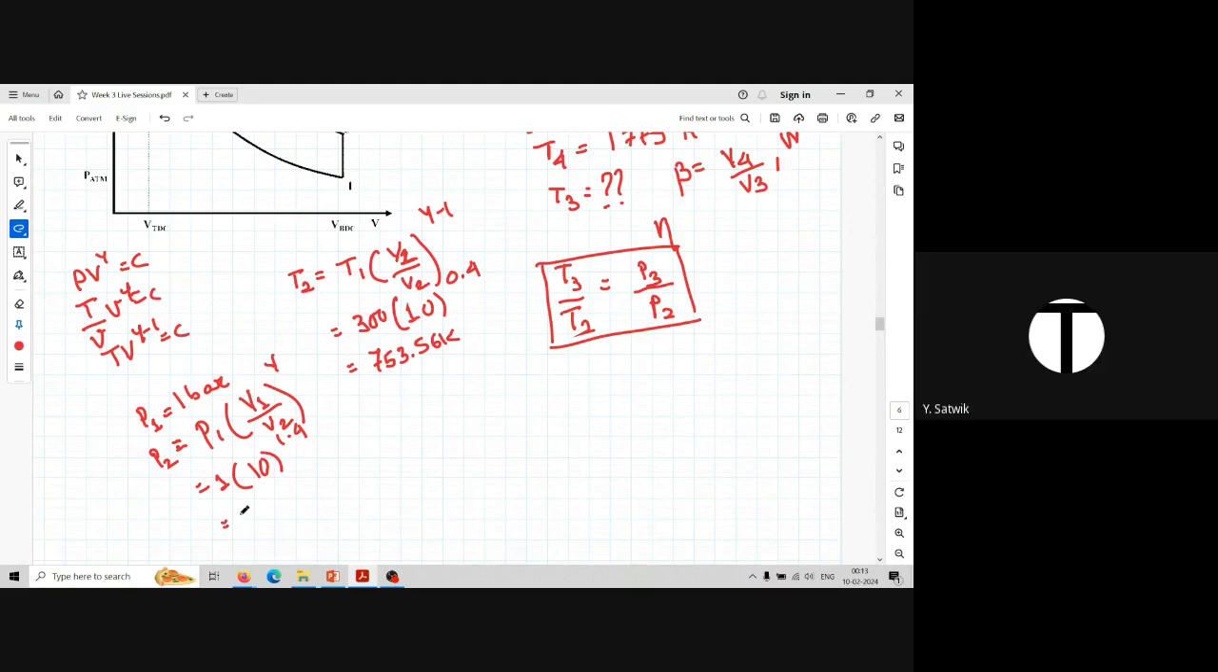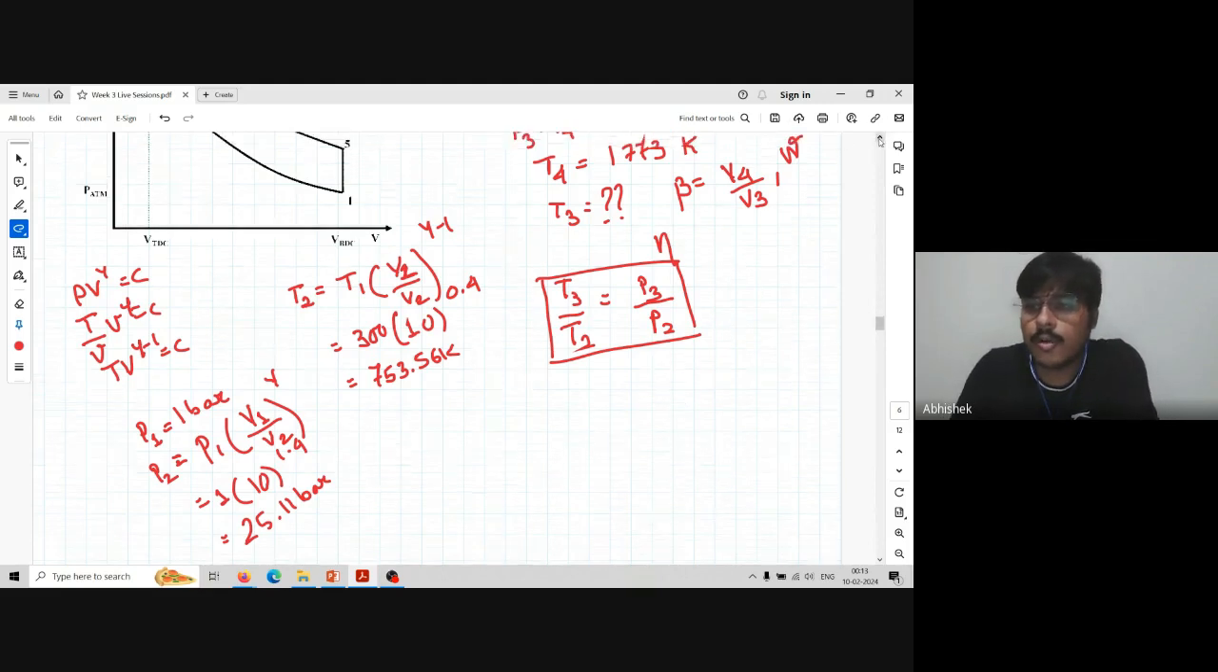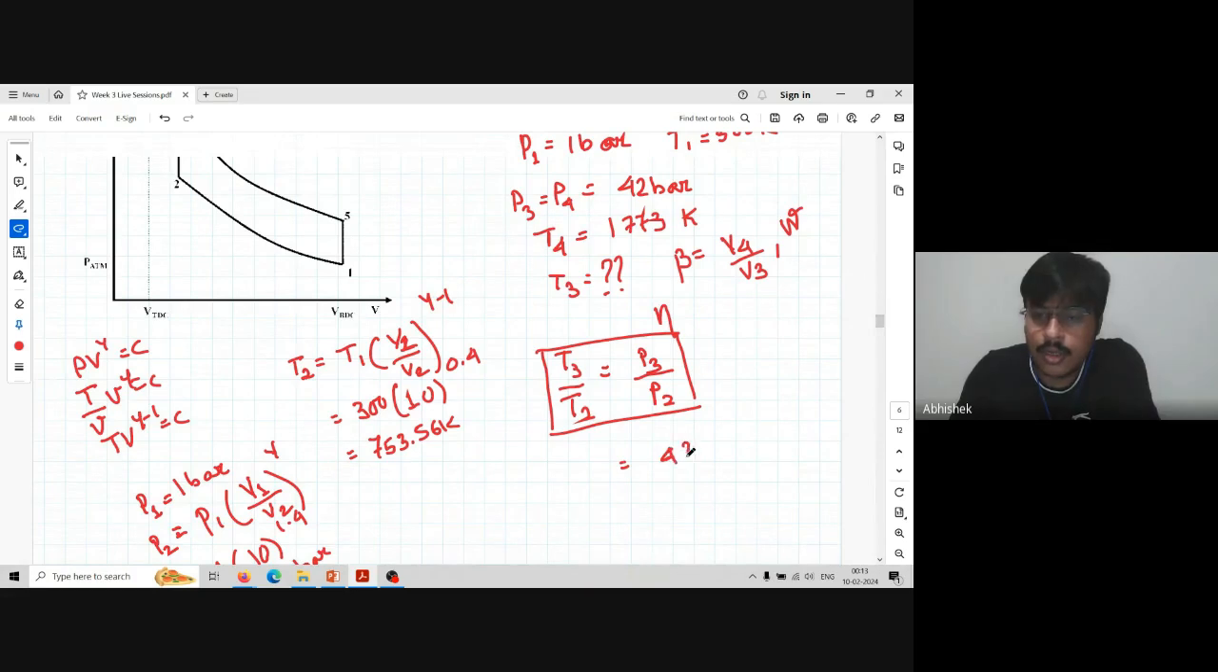25.11 bar. So P2 we got. P3 we have or not? P3 we have. It is 42 bar. So it is 42 by 25.11.